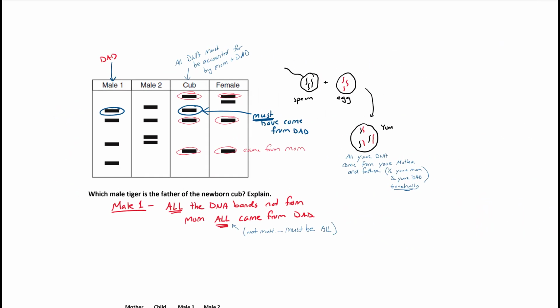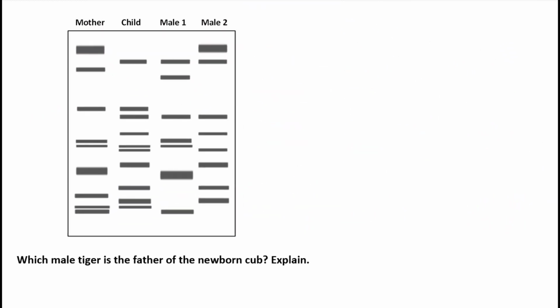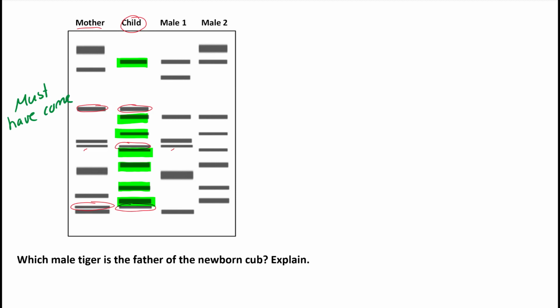all the bands. In our second story here, we got a mom, a child, 2 males. Not sure which one the dad is. So which male tiger is the father of the newborn cub? Explain. We're going to start off the same. We're going to take all of mom and the baby's DNA and match them up. So all these bands came from mom, and these green things I'm highlighting, these must have come from dad. It's a lot.